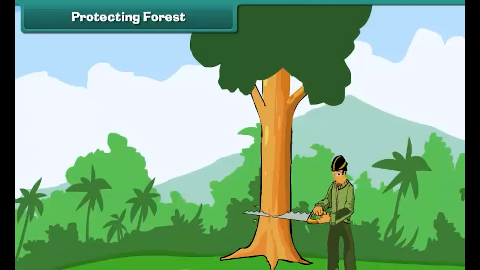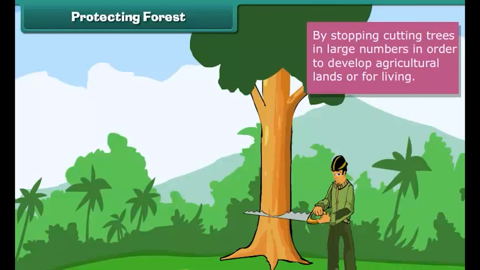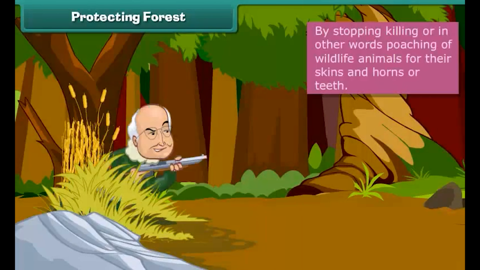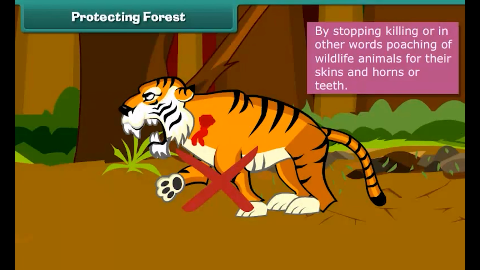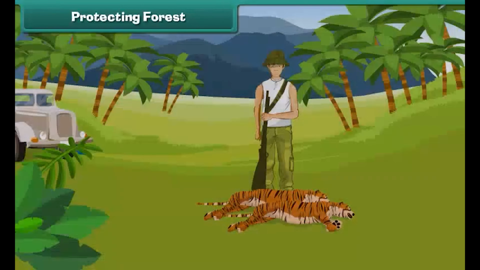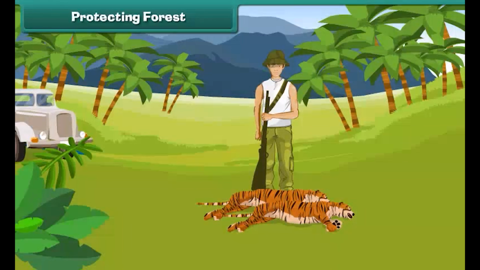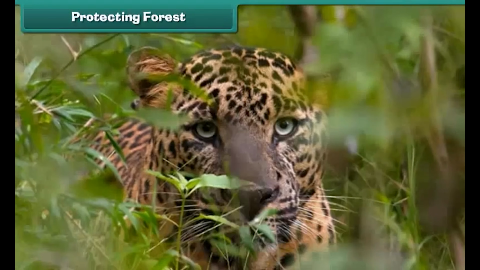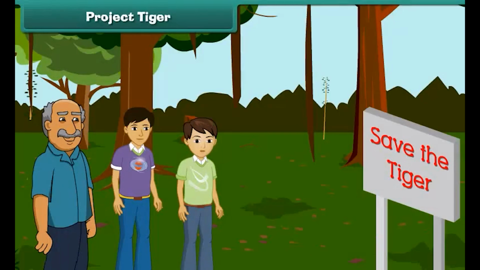Protecting forest. We need to protect forests. The first and foremost step to protect the forests is to stop cutting trees in large numbers in order to develop agricultural lands or for living. It is also necessary to stop killing, or in other words, poaching of wildlife animals for their skins and horns or teeth. Government laws against the killing of animals should be strictly implemented. The protected forest area is called a wildlife sanctuary.